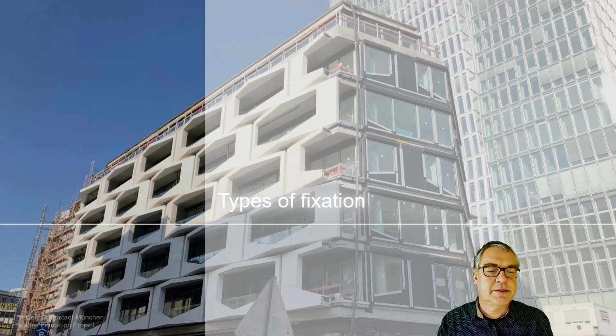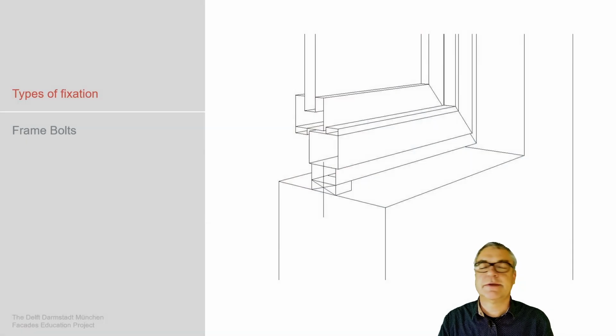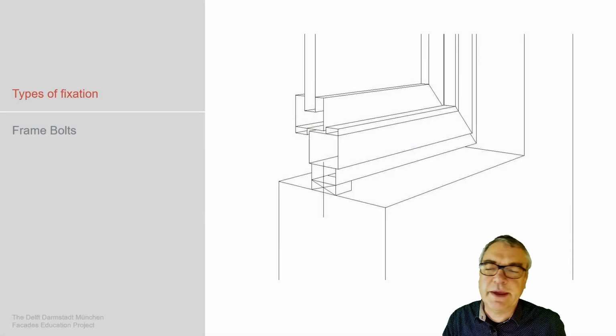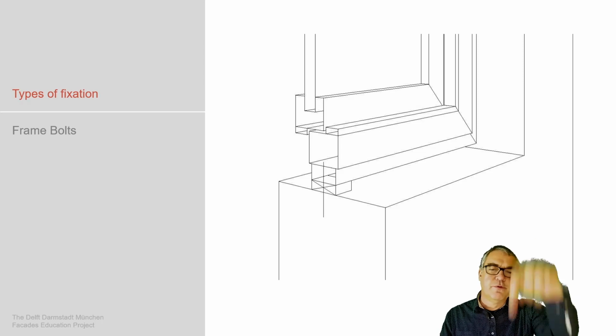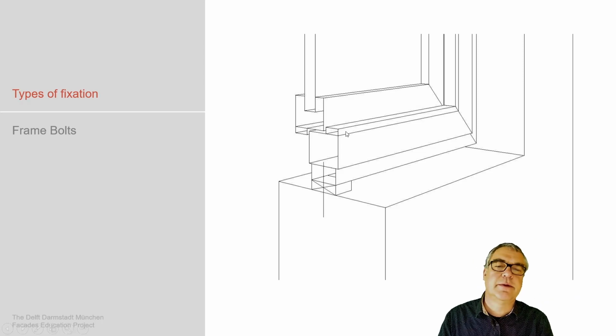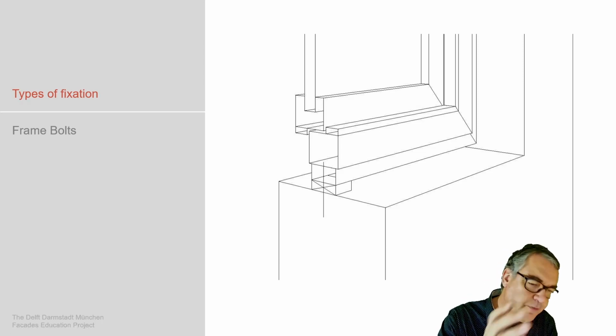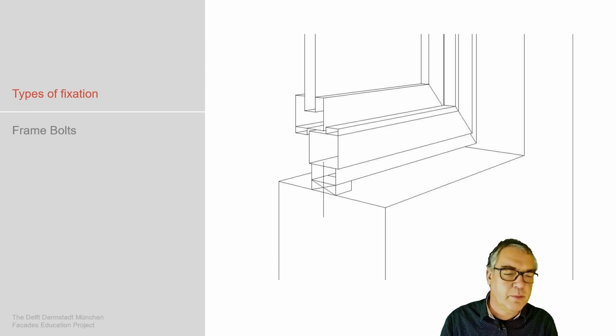How do we assemble it to the main structure? There are some principal ways of doing it. The simplest one is bolting through the frame. So we see the window frame here. It's just bolted in here. Now, you need to be able to have the main structure there. You need to be able to bolt through the frame. This does not work with aluminum or PVC. It does work with timber.